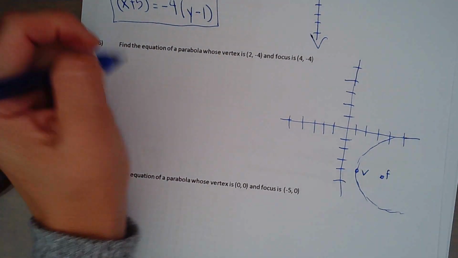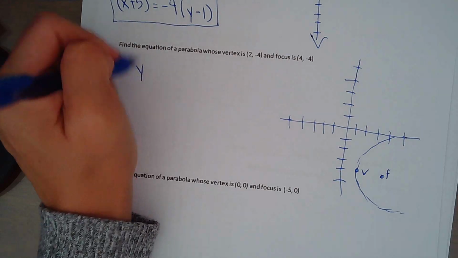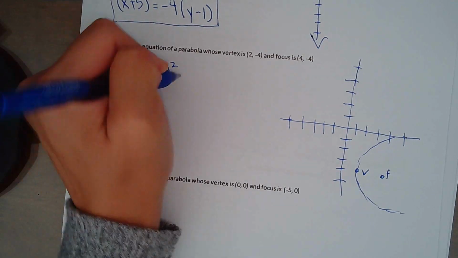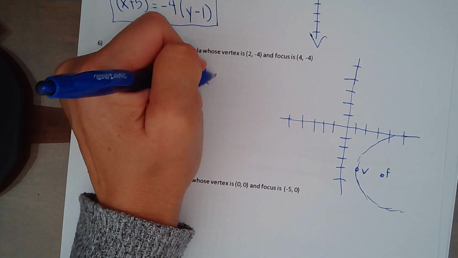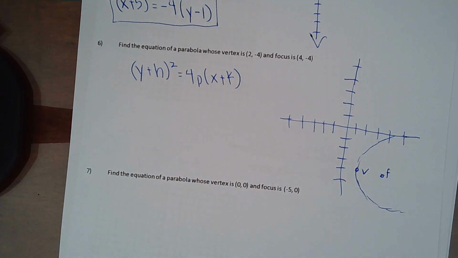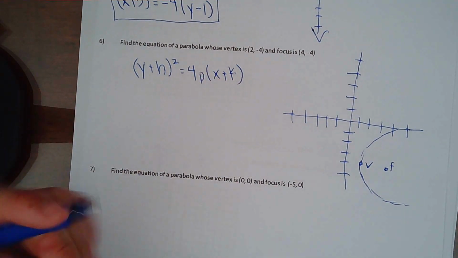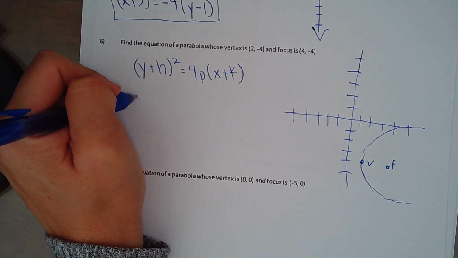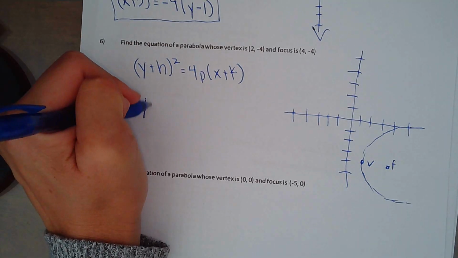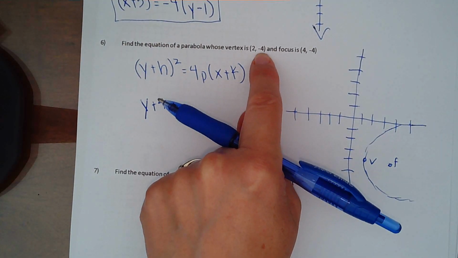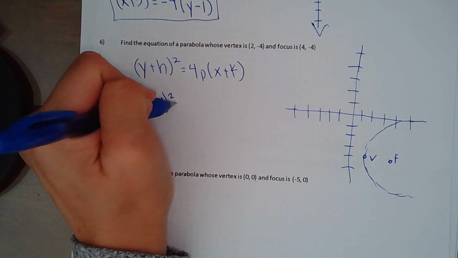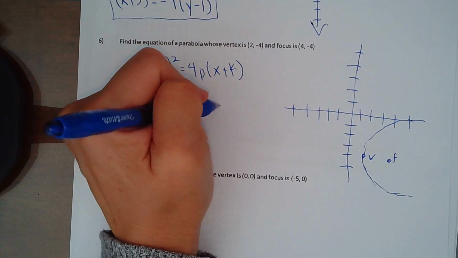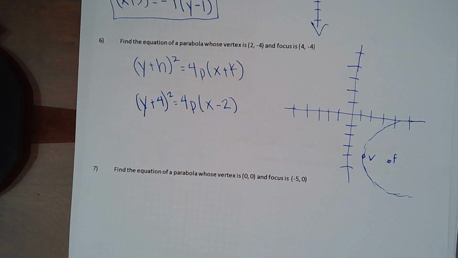Which means it's going to be y first. So it'd be y plus h squared equals 4p x plus k. All right, so let's fill in what we do know. We do know that it's going to be y plus 4, because our y value is negative, squared equals, we still need to figure out what this 4p is, x, and then minus 2, because we see that that's positive.